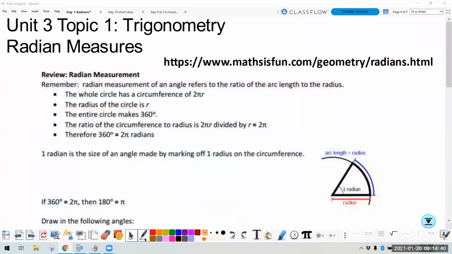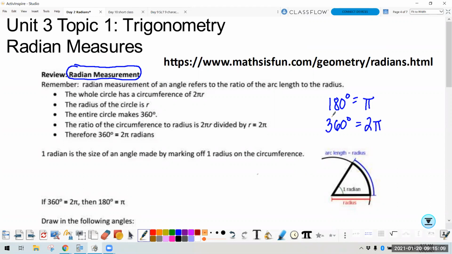Okay, so what I want you to write down is radian measurement. That's our topic today. You don't have to write all these bullet points down. What we just saw in the animation is that 180 degrees is pi radians. That's half a circle. So if I go all the way around a circle, 360 degrees, it would be 2 pi radians. These are the units we're going to keep coming back to. These are our initial thoughts as far as relating degrees to radians.